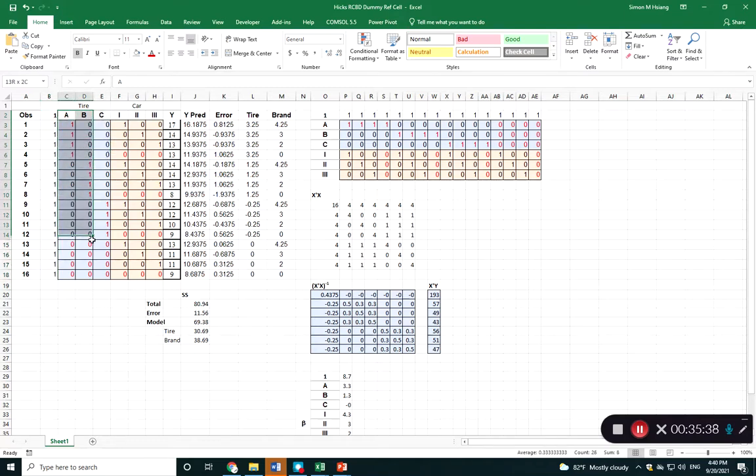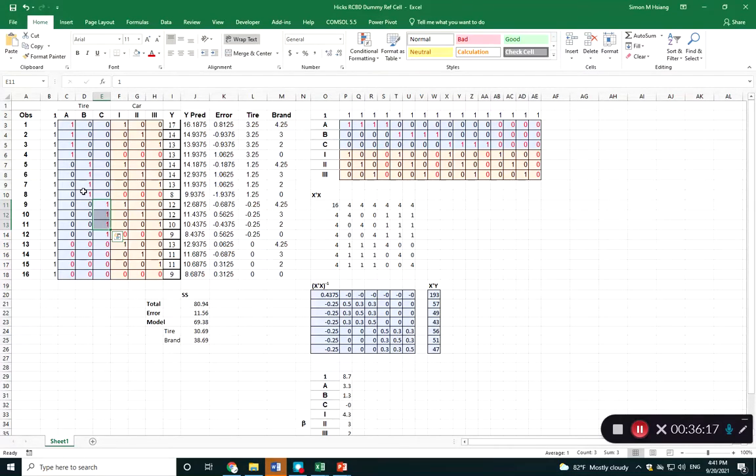I have 4 different tires, but how come I only have 3 columns of tire variable? Because I can call one of the tires my baseline, 0, 0. So if I use A tire, A will be 1. If I use B tire, B will be 1. If I use C tire, C will be 1. Okay? If I don't use A, B, C, I'm using D, D will be 0, 0, 0.